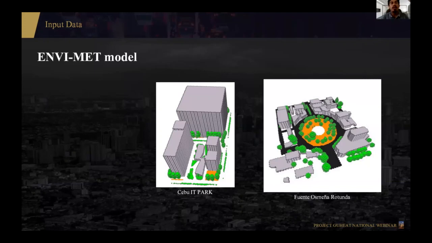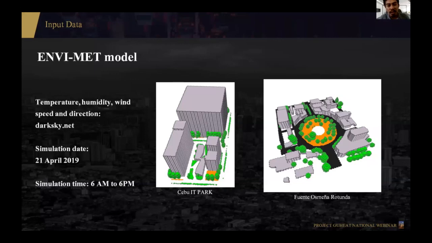Then for the initial condition, the temperature, humidity, wind speed, and direction are from darksky.net. And we also validated these values using temperature sensors. Then the simulation date is 21st of April in 2019. We chose this date because it is a clear day, no clouds, and also we have a satellite pass on this day. Then simulation time is from 6 a.m.